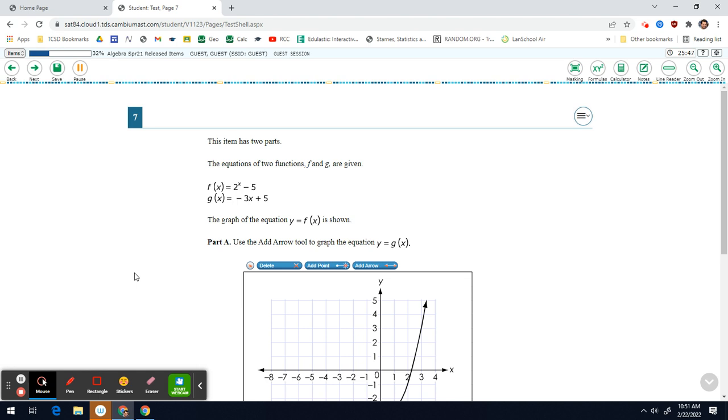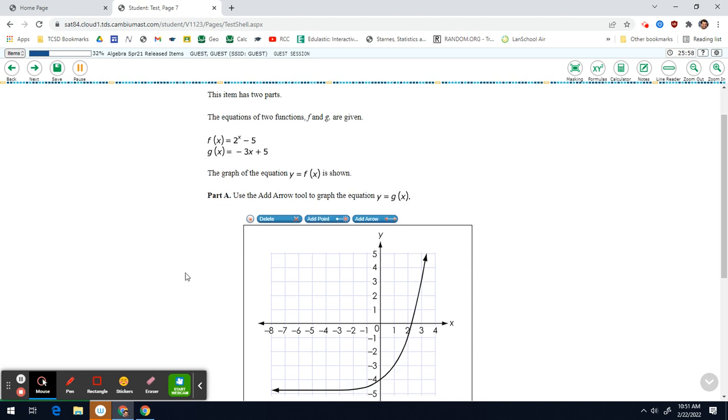f of x equals 2 to the x minus 5. g of x equals negative 3x plus 5. The graph of the equation y equals f of x is shown. Part A, use the add arrow tool to graph the equation y equals g of x.